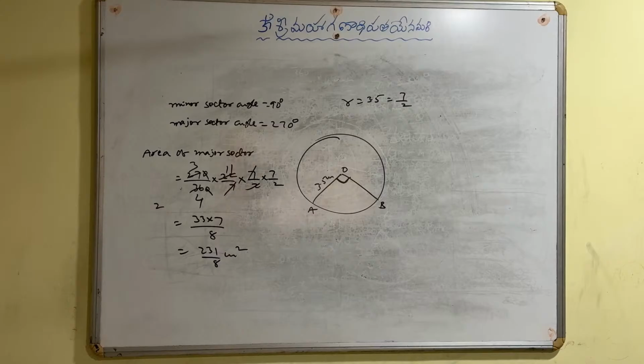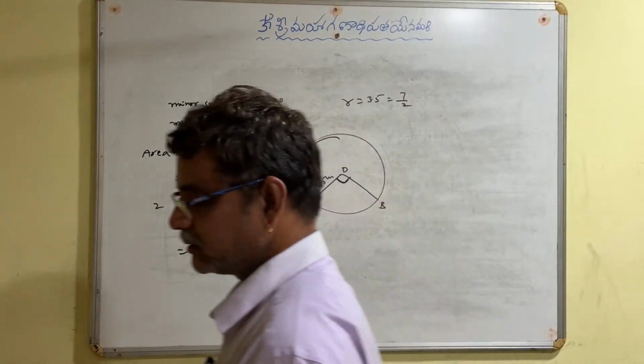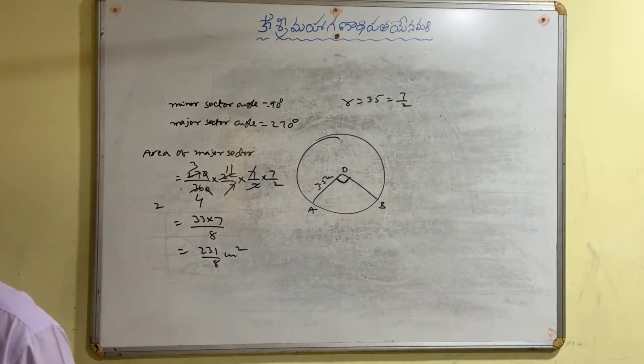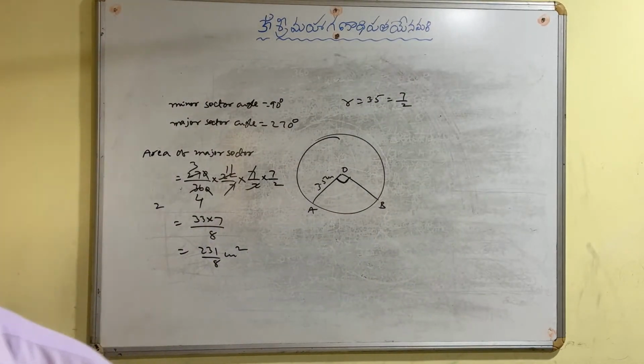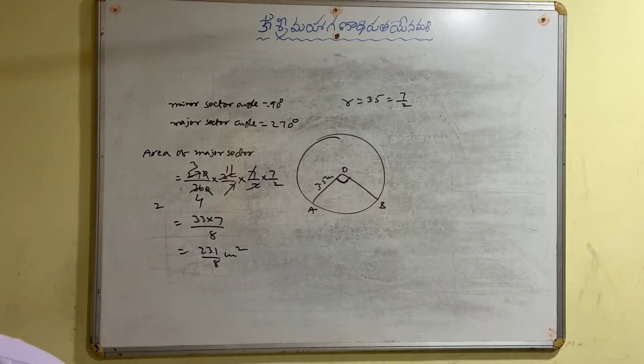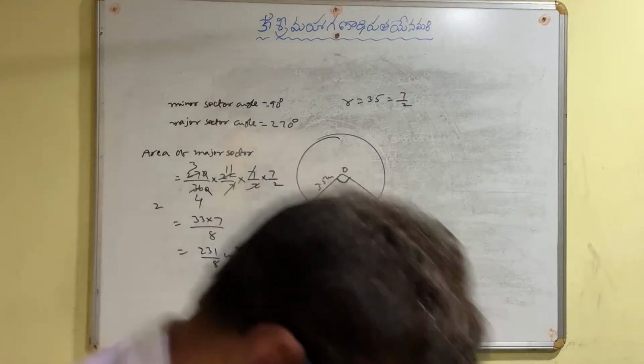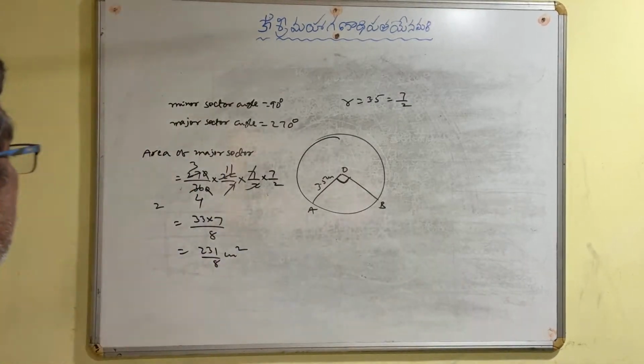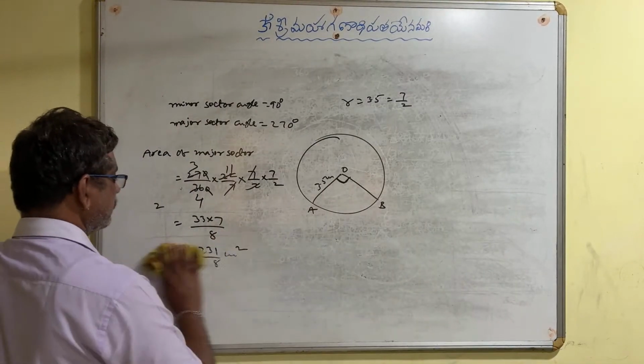Minor sector angle is given 90 degrees. Then major sector angle will be 270 degrees. Then area of major sector again theta by 360 into pi r square. 231 by 8 centimeter square. Okay, na? We'll see one more problem.